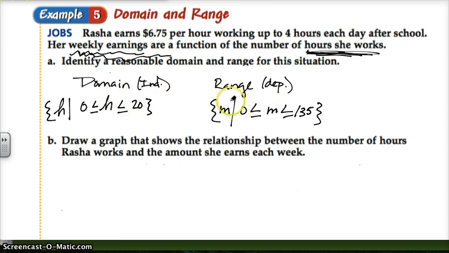So where am I getting that value? If she works 0 hours, 0 times 6.75 gives me 0. If she works 20 hours, which is her maximum, 20 times 6.75 is 135. And so that's how I get this idea of the range being dependent on the domain and me calculating that value. All right, so the next thing we need to do is draw a graph that shows the relationship between the number of hours Rasha works and the amount she earns each week. And that graph is here.